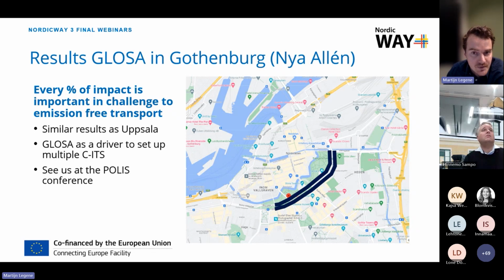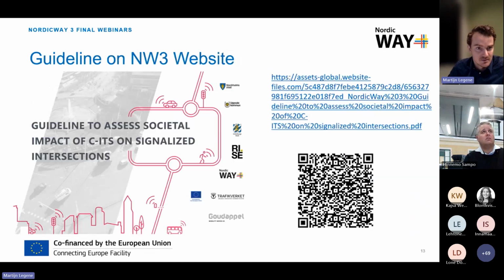is going there tomorrow. Yeah, so it's important to consider CITS also as a pioneer application. So yeah, make the system work and then you can connect future applications to that later on. And lastly, this is my last slide as well. All of the information I just gave you is available in the guideline.